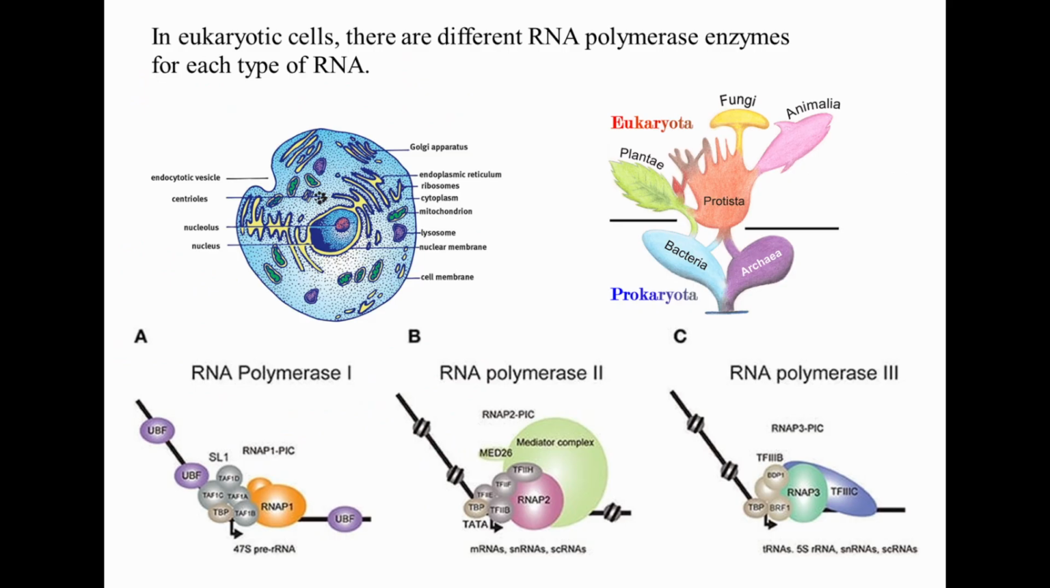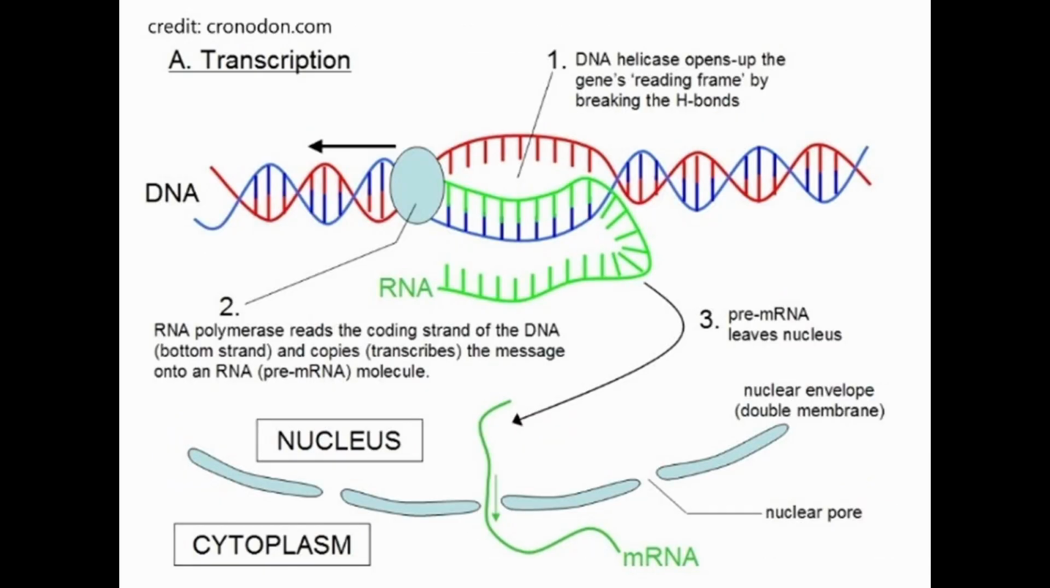In eukaryotic cells, there are different RNA polymerase enzymes for each type of RNA, and general transcription factors that help the RNA polymerase find the promoter regions on the DNA and help the RNA polymerase bind onto the DNA to start reading and transcribing the DNA code into RNA.